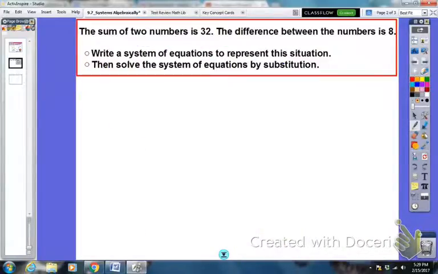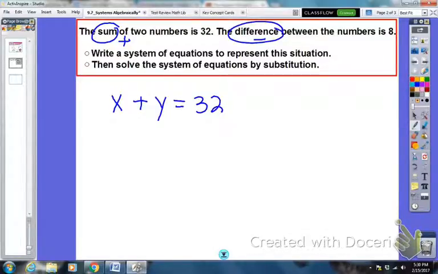All right, let's look at another type of word problem. The sum of 2 numbers is 32, but the difference between the numbers is 8. So remember, sum means addition. If I call these numbers X and Y, if I add them together, I have to get 32. The difference is subtraction. So if I subtract those 2 numbers, you get positive 8.